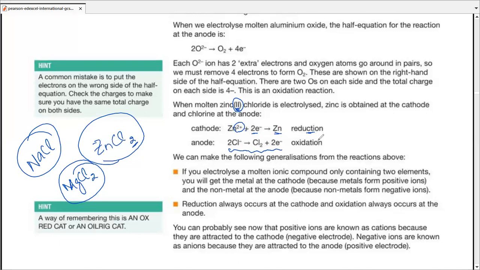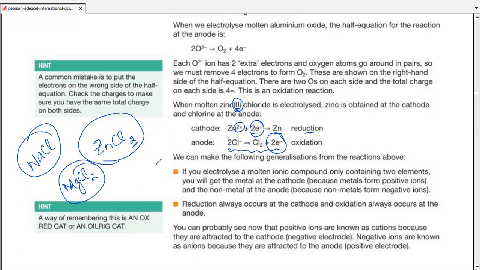Now, there are a couple of things we need to note and we must know. Number one, the common mistake is to put the electrons on the wrong side of the half equation. Remember, we have been doing one single thing over and over again. In reduction reactions, we have been writing electrons on the left, and in oxidation reactions, we have been writing electrons on the right-hand side. So make sure you do not write them on the other side. We have already generalized that at the cathode, it's reduction, so the electrons are always going to be on the left of the equation. And at the anode, oxidation happens, so the electrons are always going to be on the right-hand side of the equation.